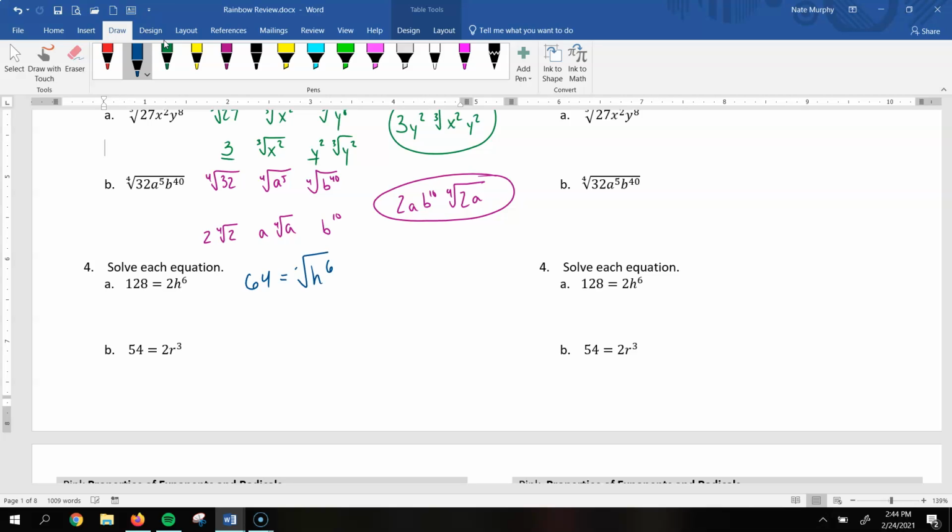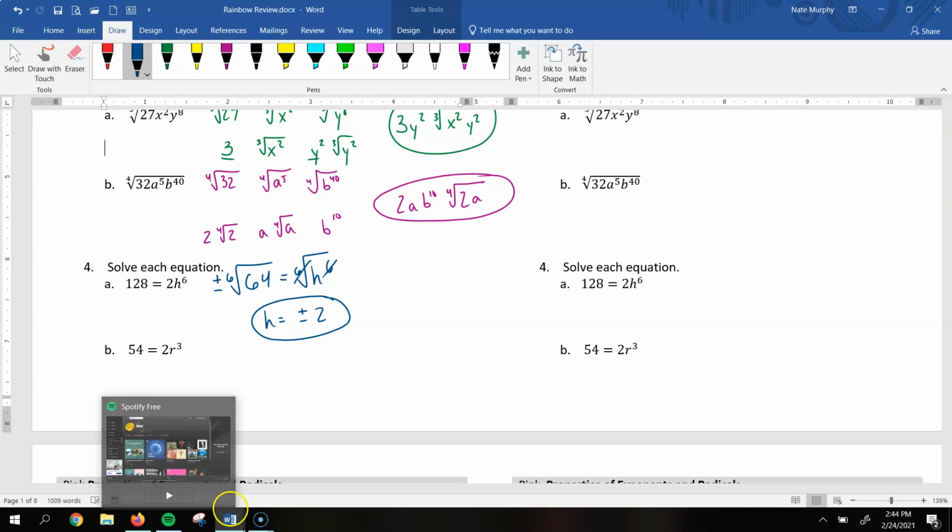Now since we're dealing with an even root, when I take each side to the 6th root to undo that 6th power, that means I'm going to have 2 solutions over here, because there's 2 different numbers that I could take to the 6th power to get 64. Now the 6th root of 64 turns out to be 2. So our answer would be h could be plus or minus 2. Because 2 to the 6th power, yes, that is 64, but negative 2 to the 6th power is also going to be a positive 64. So anytime we have to apply an even root to both sides, we're going to have 2 solutions, a positive and a negative.